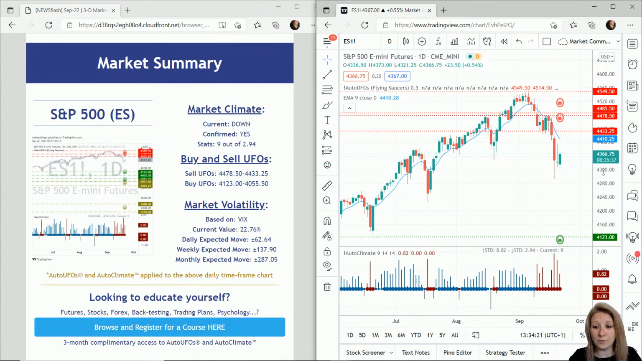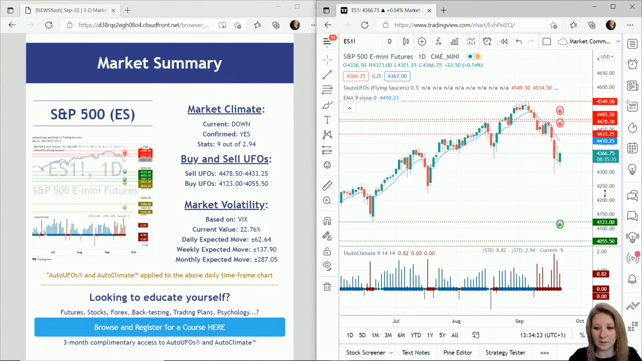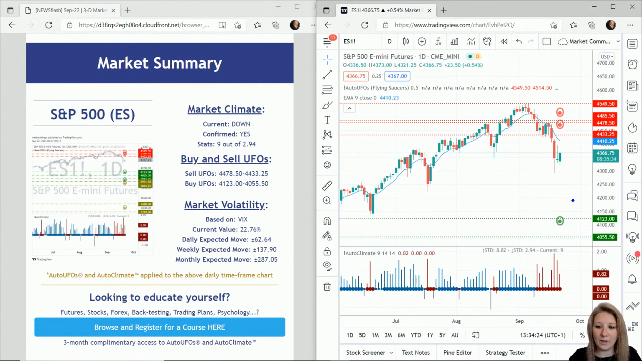And what we also need to bear in mind as well, if I squidge this a little bit, is that we have buy orders quite a way away. So current price is 4,366 and the closest stack of buyers is 4,123 to 4,055.50. So quite a way away. We have sell orders closer to us at 4478.50, 33.25. So bear that in mind. Overall probability down still for the S&P.